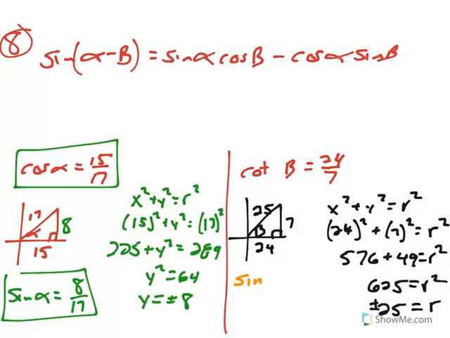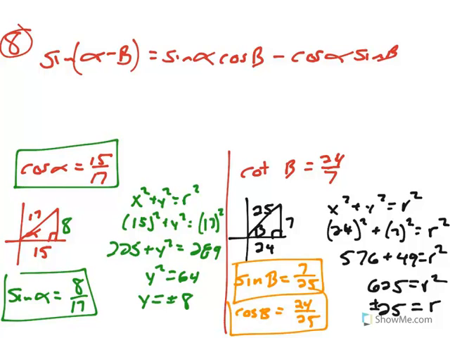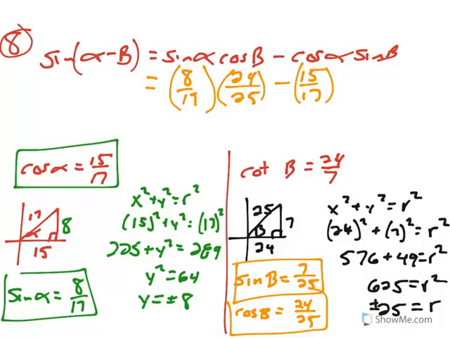We need to know what sine of beta is and what cosine of beta is. Sine is y over r. Cosine is x over r. So now we know all the ratios that we need to know. Sine of alpha is 8/17. Cosine of beta is 24/25. Minus cosine of alpha is 15/17 times sine of beta, which is 7/25.